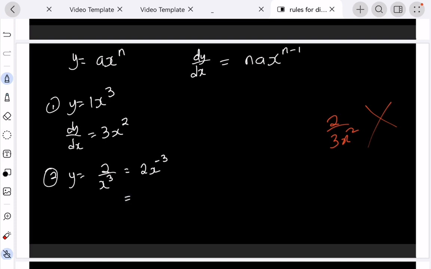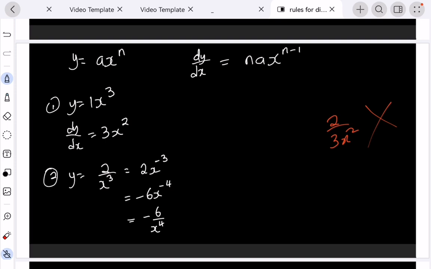Okay, so now we can do this. 2 times minus 3, that's minus 6. Then minus 3 minus 1, it's minus 4. Then usually they like saying leave your answer in positive exponent, then you take it to the bottom, the sign goes back to positive. Remember, for a fraction, if you move x from the denominator to the numerator or vice versa, the exponent changes. If it was negative, it's positive. If it was positive, it's negative.